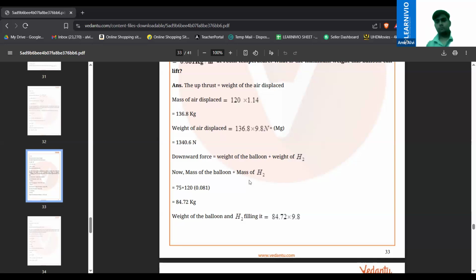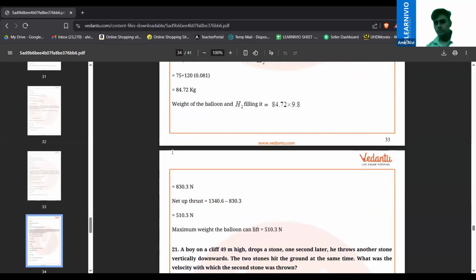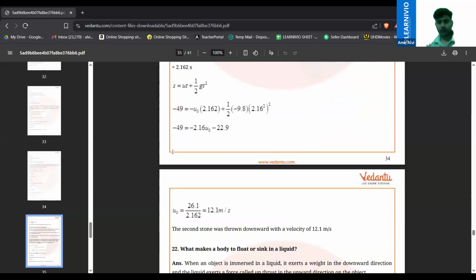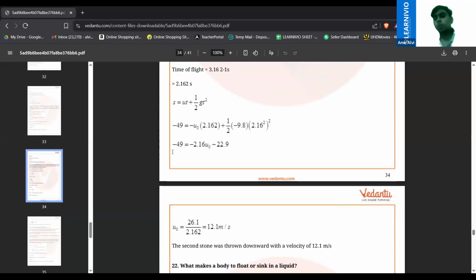There, it is 510.6 Newton. Yes, now it's correct. 510.3 Newton. Yes. Good. Let me know the answer for it. What makes a body float or sink in a liquid, with proper factors?